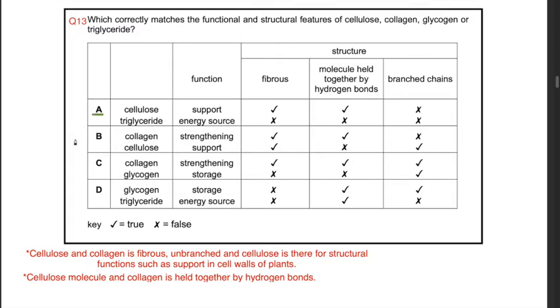Why are B, C and D incorrect? If you look at B, for cellulose, they have put false under molecule held together by hydrogen bonds. However, cellulose does have hydrogen bonds holding the molecule together. Therefore, B is incorrect. Let's look at C. For collagen under branch chains, they have put true. However, collagen doesn't have any branch chains. Therefore, C is incorrect. Let's look at D. Under glycogen, they have mentioned molecule held together by hydrogen bonds. However, for glycogen, only glycosidic bonds are present and no hydrogen bonds are involved at all, leaving us with the answer being A.